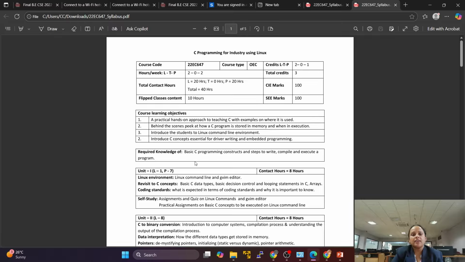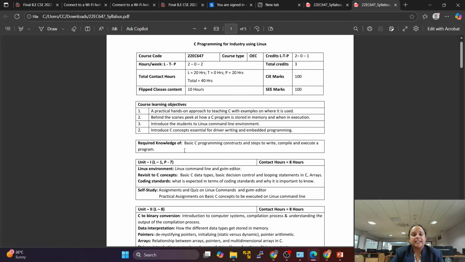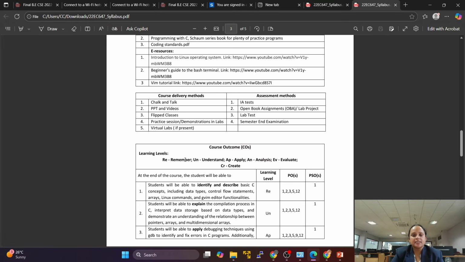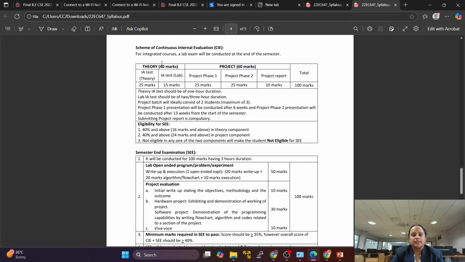The lab is being done by ourselves, where we will be carrying out how Linux programming is done. The CIE will be one internal of 25 marks, then one lab test of 15 marks, and the project is of 60 marks.